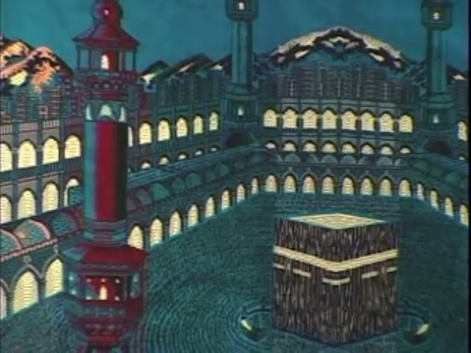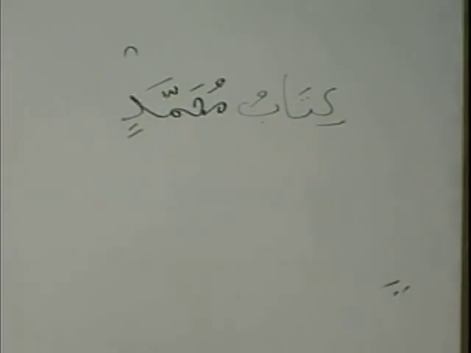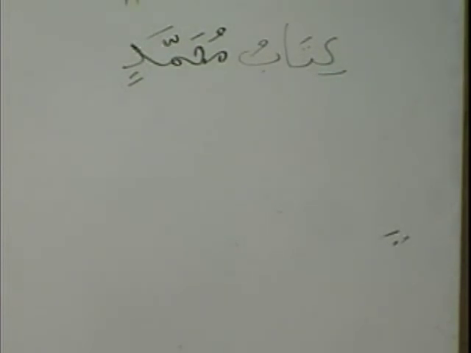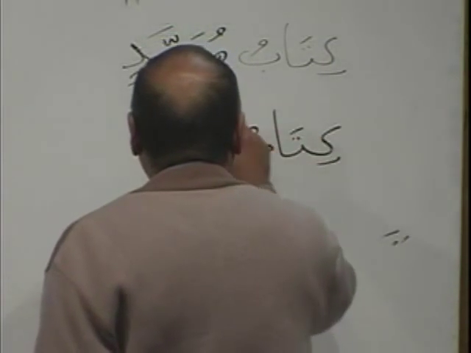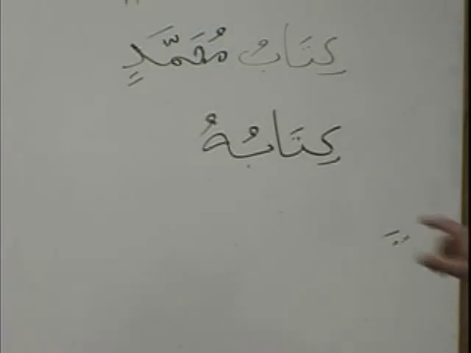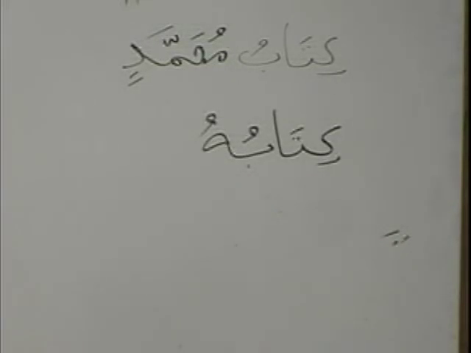Now, brothers and sisters, if I say kitabu Muhammadin. What is it, brother? Mudaf, mudaf ilayh. What is the translation? Book of Muhammad. Now, I want to say his book. Book of his. Then I will say kitabuhu. Okay. This is a compound. There are two words, kitabu and hu. What kind of a compound is this? Kitabu Muhammadin was mudaf, mudaf ilayh. So what kind of a compound is this? Mudaf, mudaf ilayh. What is the translation? If I use of?